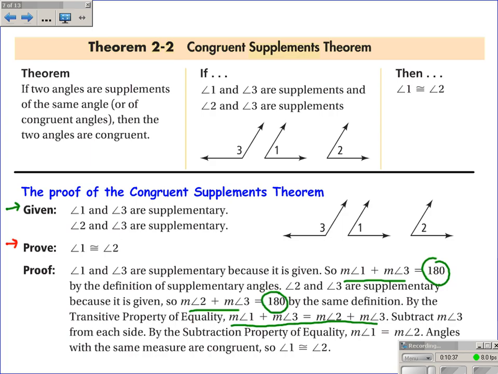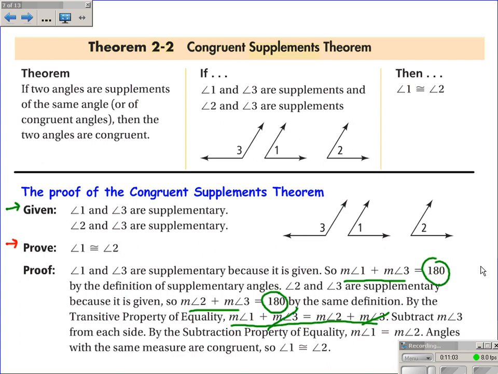And notice that just like before, there's a part that shows up on both sides of the equation. This time it's the measure of angle 3. So we subtract the measure of angle 3 from both sides of the equation, and we're left with the equation the measure of angle 1 is equal to the measure of angle 2. And angles with the same measure are congruent, so angle 1 is congruent to angle 2.